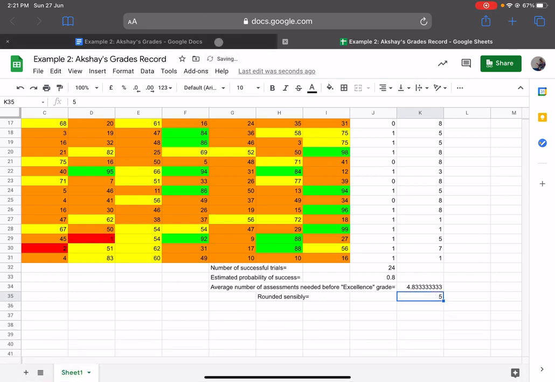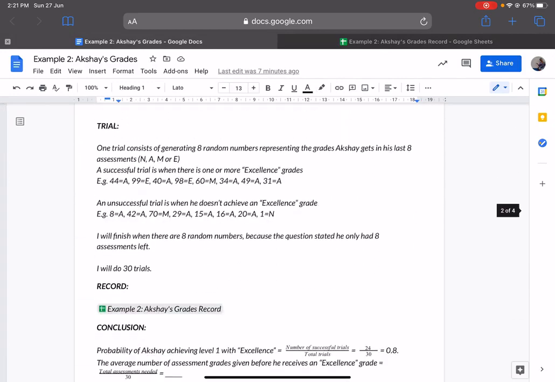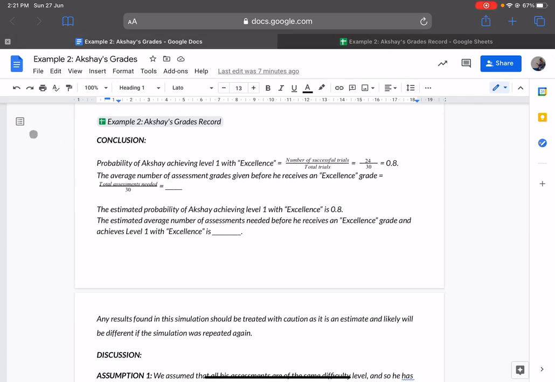So now that we've worked that out, we can put that into our conclusion. So that's here. The average number of assessment grades given before he receives an excellence grade is the total assessments needed divided by 30. So that's all of those numbers added together divided by 30 gives you your average, and that was 5. So you have to round it sensibly. So the estimated average number of assessments needed before he receives an excellence grade and achieves level 1 with excellence is 5. So he would, on average, need to complete 5 of those last 8 assessments, and he would probably get that excellence overall.